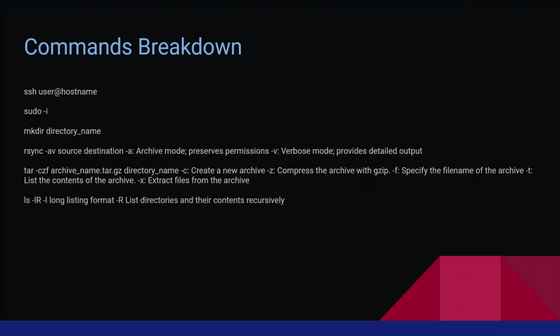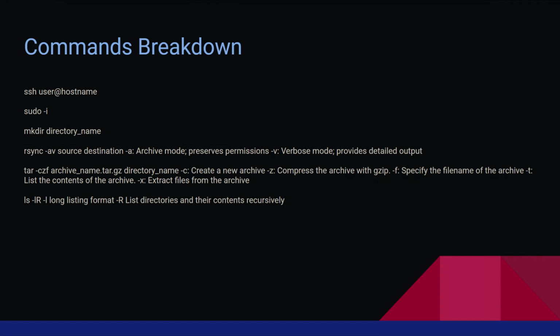We're going to use mkdir, make directory, so we're able to create directories to sync the files into. We're going to be using rsync to sync files from one server onto another. We're going to use the -av modifier. -a stands for archive mode, which preserves permissions and all the information about the file. -v is verbose mode, which provides detailed output after we put the command so we can see what it's doing.